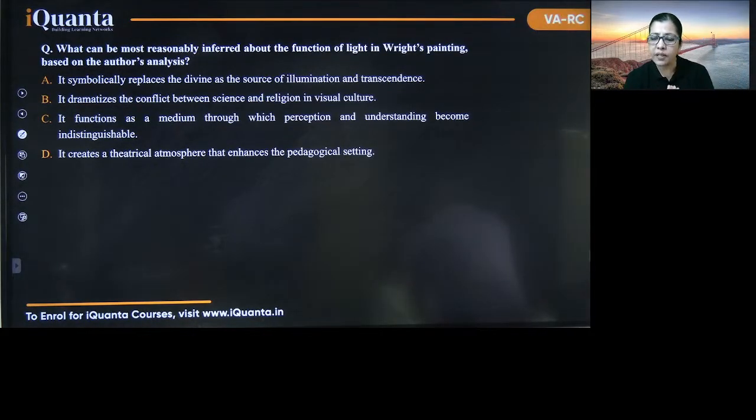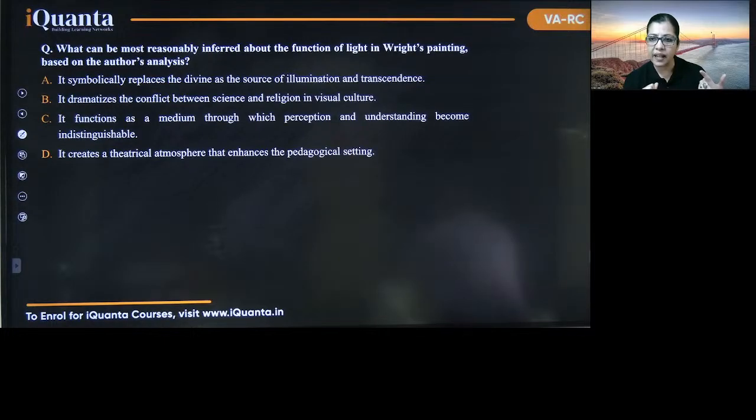Then question number 3. Question number 3 was a moderate inference, and it was directly given over there. What is the inference question asking? What can be inferred about the function of light? It was there in the first para, in Wright's painting based on the author's analysis, and then in the last para, again, the function of light was mentioned. Basically, you had to just check both the paras for the function of light. And it was given directly, but in a rephrased form.